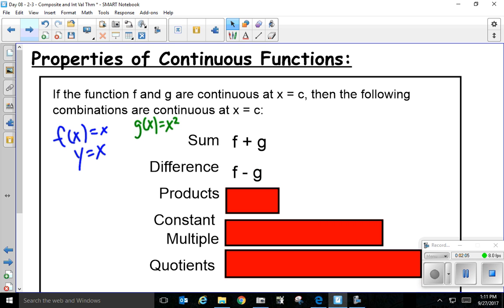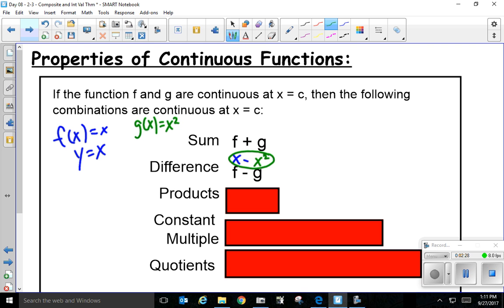Now, there's a difference property, which means I could have taken f of x and subtracted g of x, and that would also be continuous. So I could take my x, and I can subtract my x squared. And this function would be continuous because the two individual functions that make it up are continuous.